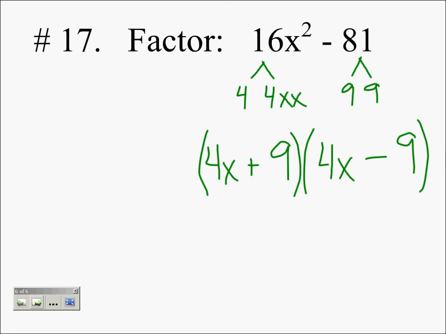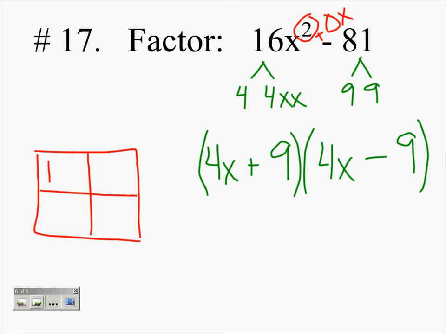If you don't like the special case method, you can use a different method. You can notice that this is a quadratic because of this x squared. You can add in what's missing. It's missing a plus 0x. And now that it's a trinomial quadratic, because of what you've transformed it to be, you can use the box method.